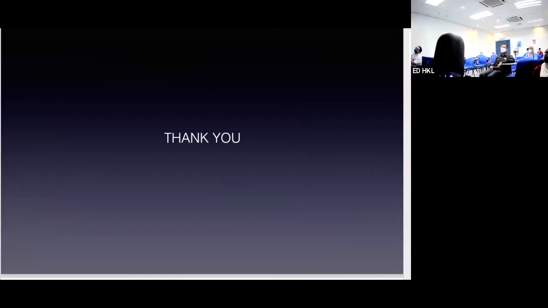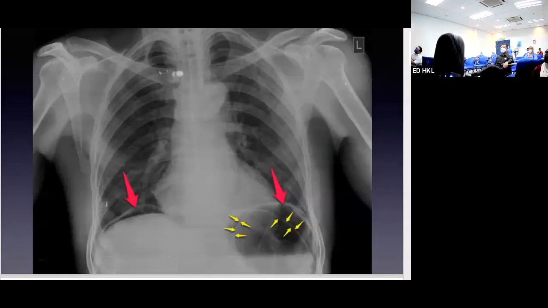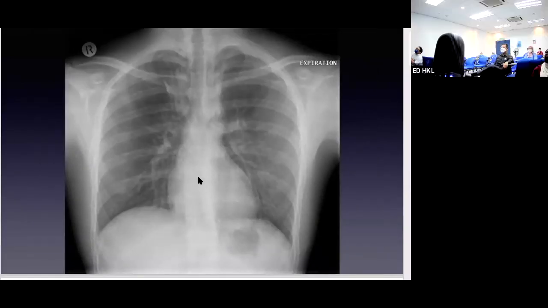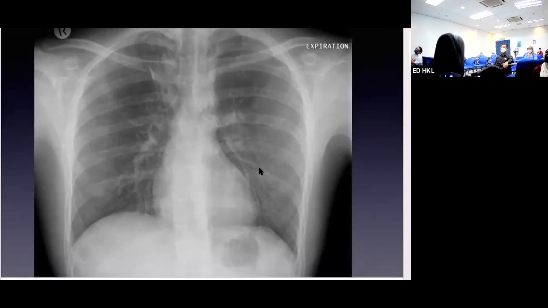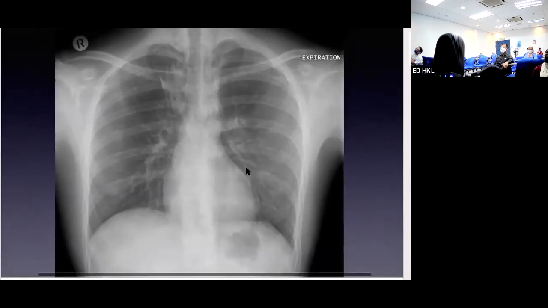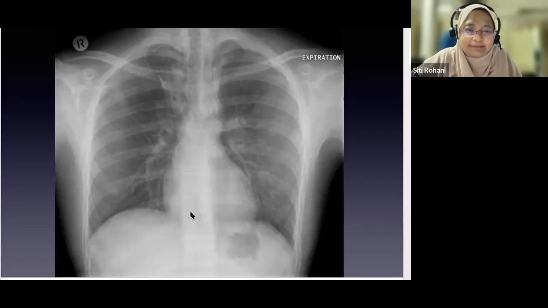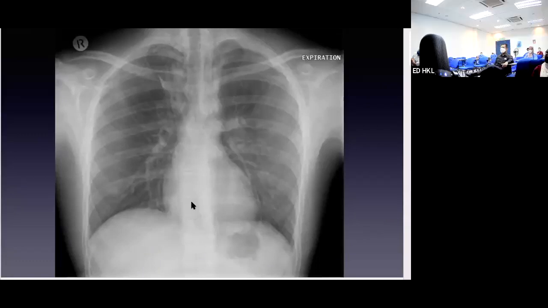Can you please go back like 3 slides? The pneumomediastinum. Okay. Pneumomediastinum, sorry. See, when we appreciate the cardiac shadow, you can see the distinct outline of the vertebra, right? Okay. You see that. So that's one of the indicators of pneumomediastinum.